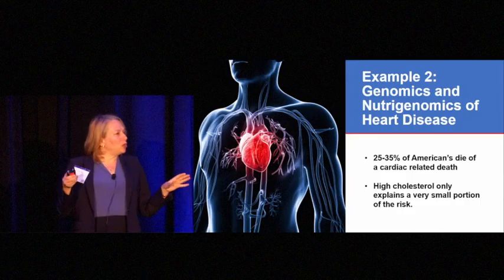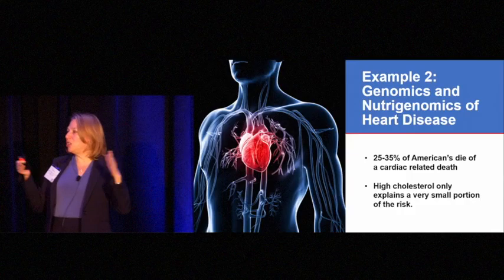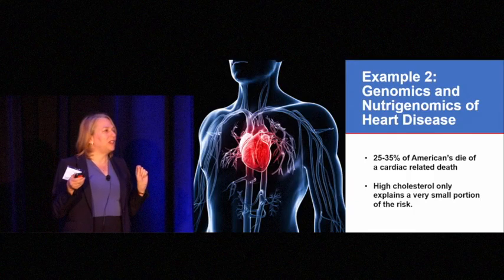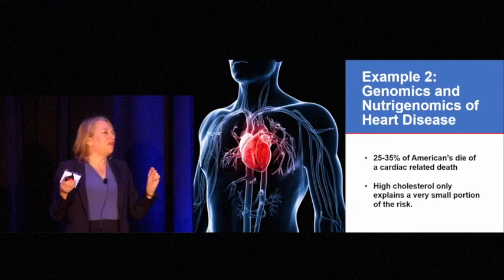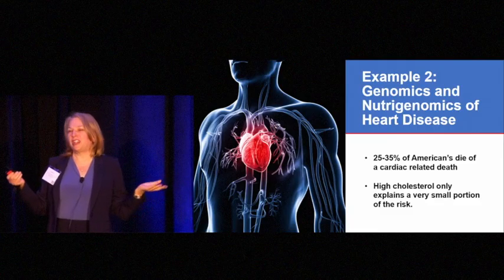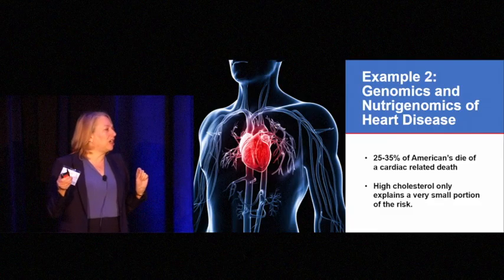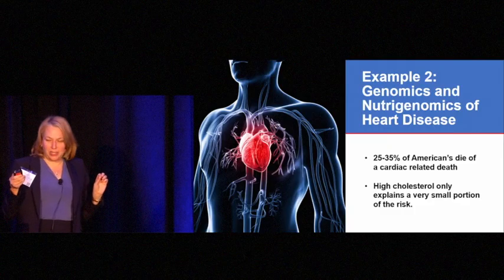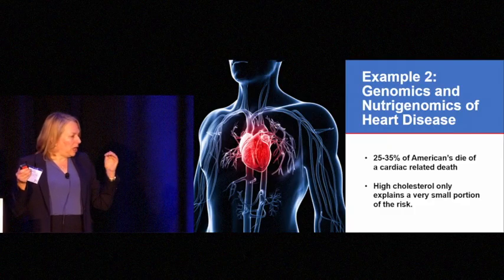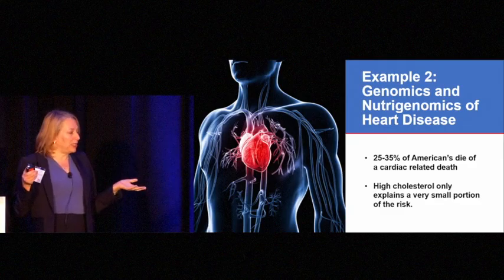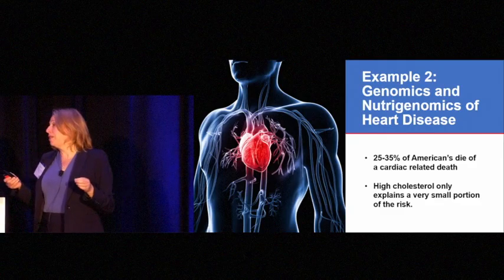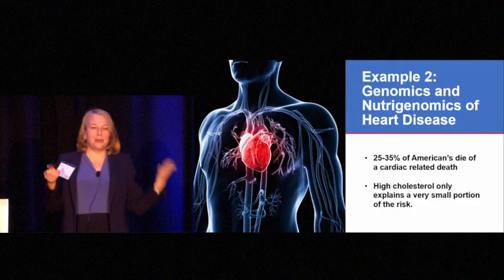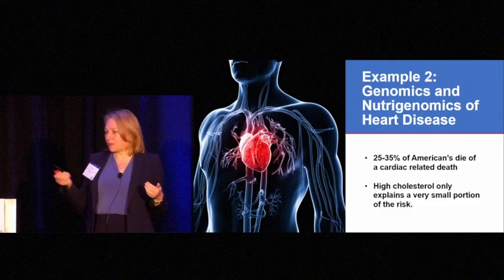Most of my examples are all nutrigenomics, kind of dietitian, nutritionist common issues, but I did want to put a little bit of an example of cardiac because you're going to find, of course, which you guys already know, nutrition affects everything. So let's look at cardiac genomics, a few genes for a moment. 25 to 35% of Americans die from a cardiac-related death. And we all know that cholesterol just explains a tiny little bit of it. That is not the main cause of cardiac illness.